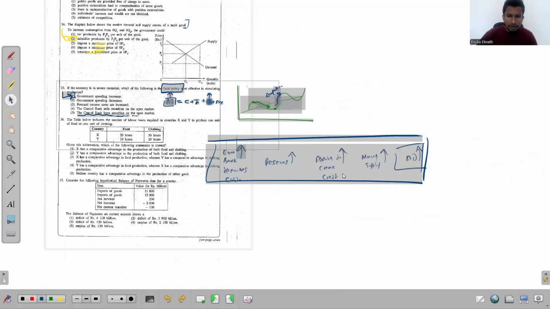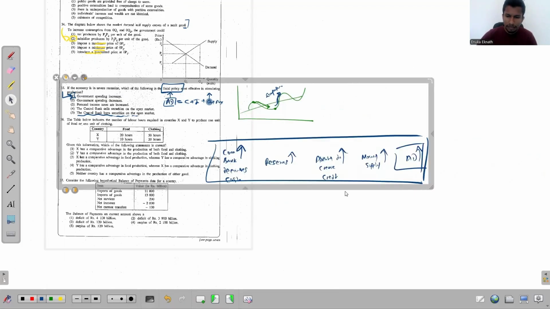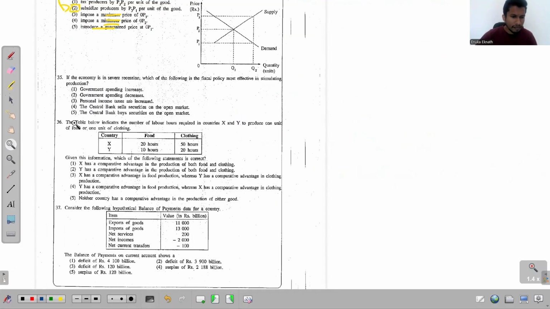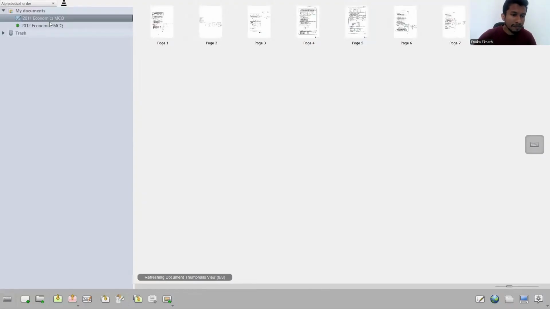Now we will move to question number 36. The table below indicates the number of labor hours required in countries X and Y to produce 1 unit of food or 1 unit of clothing. Now don't get confused by calculating each of these numbers. So let me show you another question we had in the 2011 paper.